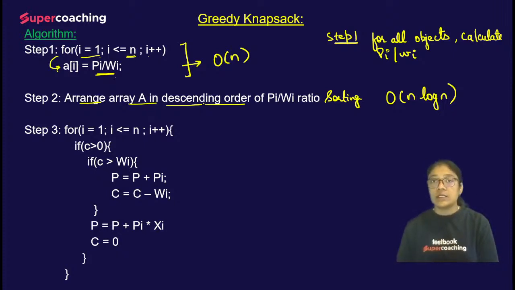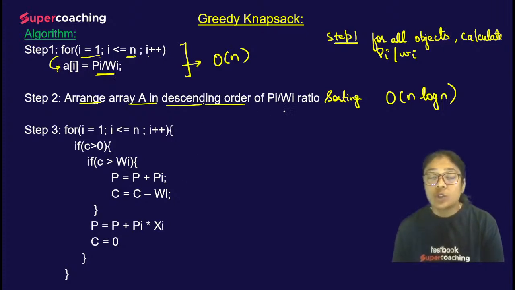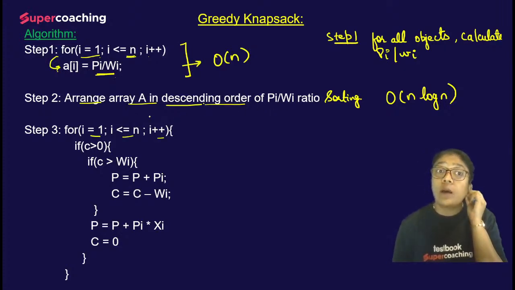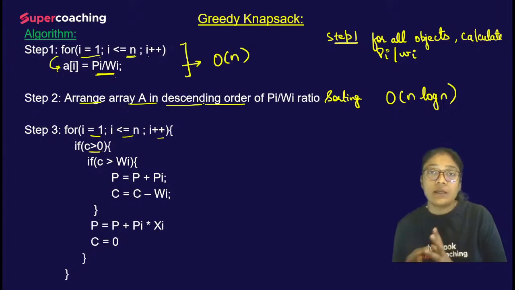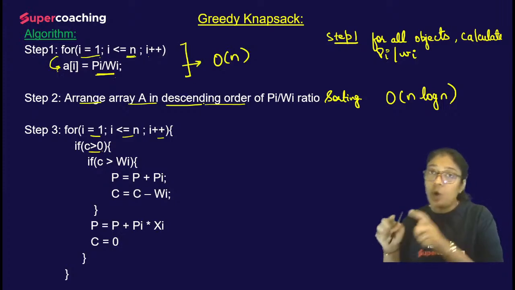I hope that the reason is clear, because this is the best time that can be offered by any algorithm in the worst case scenario. Next one, after sorting, what are we doing? We are taking one object at a time. Now these array elements are sorted. We take one object at a time and check whether its capacity is greater than 0. If the capacity is greater than 0, then we can take the object.